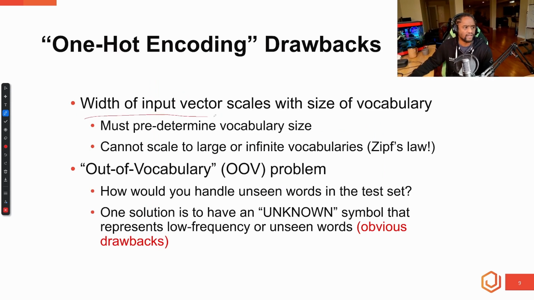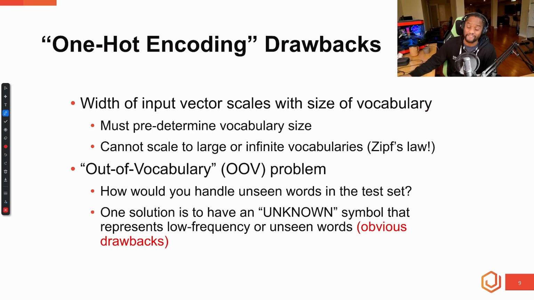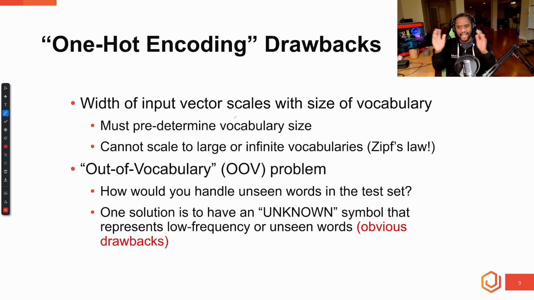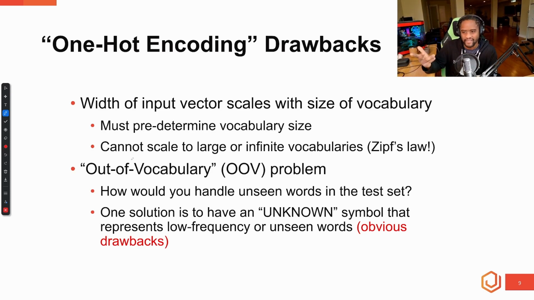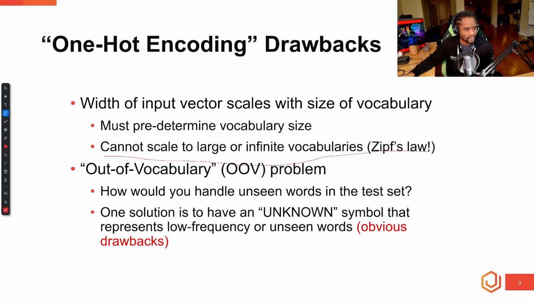One is that the width of the input vector scales with the size of the vocabulary. Ew, like 500,000 dimensional vectors, because you have to have a one-hot encoding for each word. Not great. The size of your vectors, the size of the information you need to represent, increases with the number of words. It's because you're using integers, and it's a very crude methodology. It cannot scale to larger, infinite vocabularies.